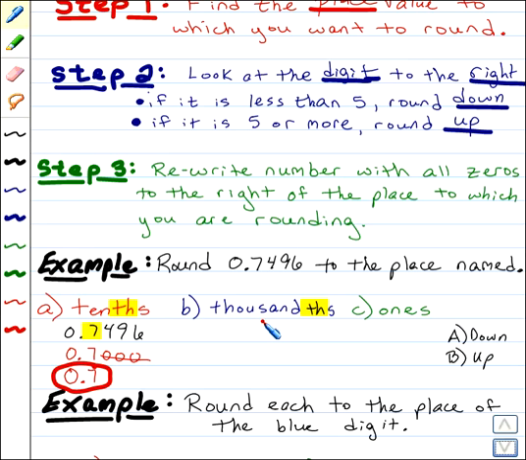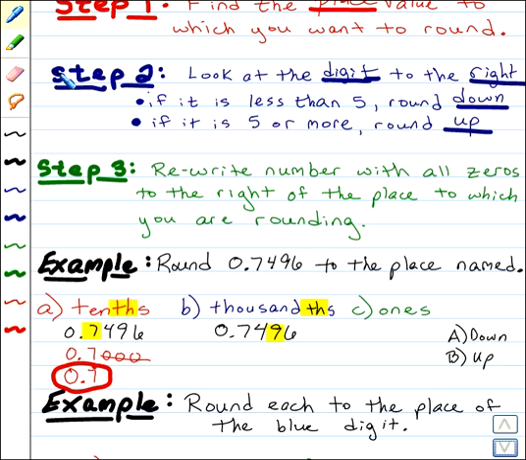Let's go on to B, rounding to the thousandths place. Let's rewrite the number again. Where's the thousandths place? Remember, it's tenths, hundredths, thousandths. So that 9 is in the thousandths place. Step 2 says look just to the right, and I see a 6. 6 is more than 5. It's 5 or more, so I'm going to round up.